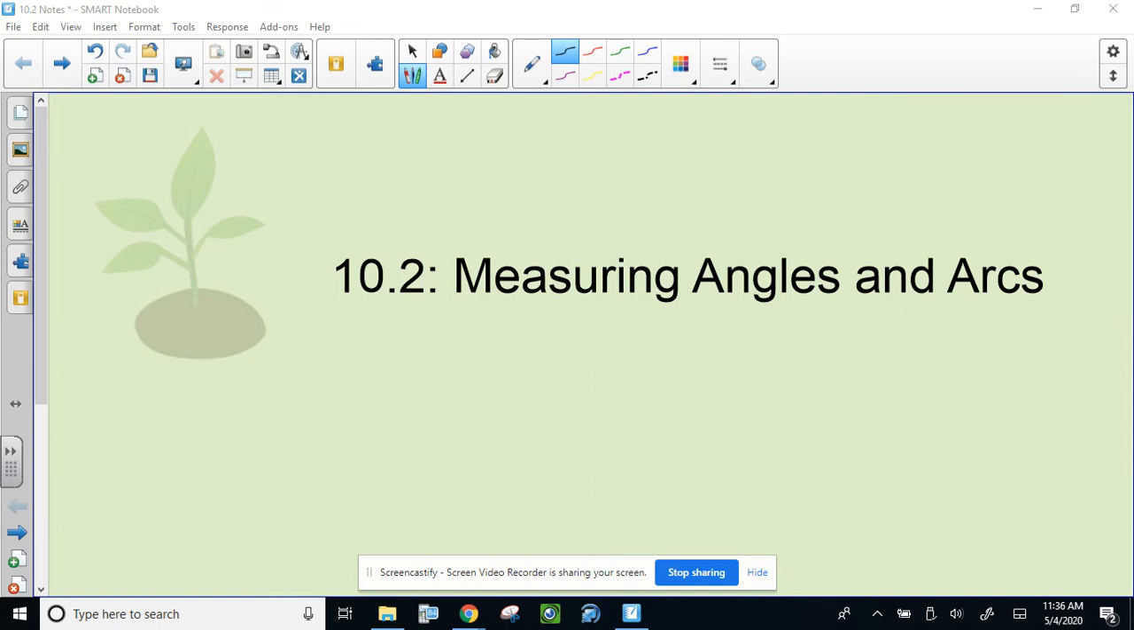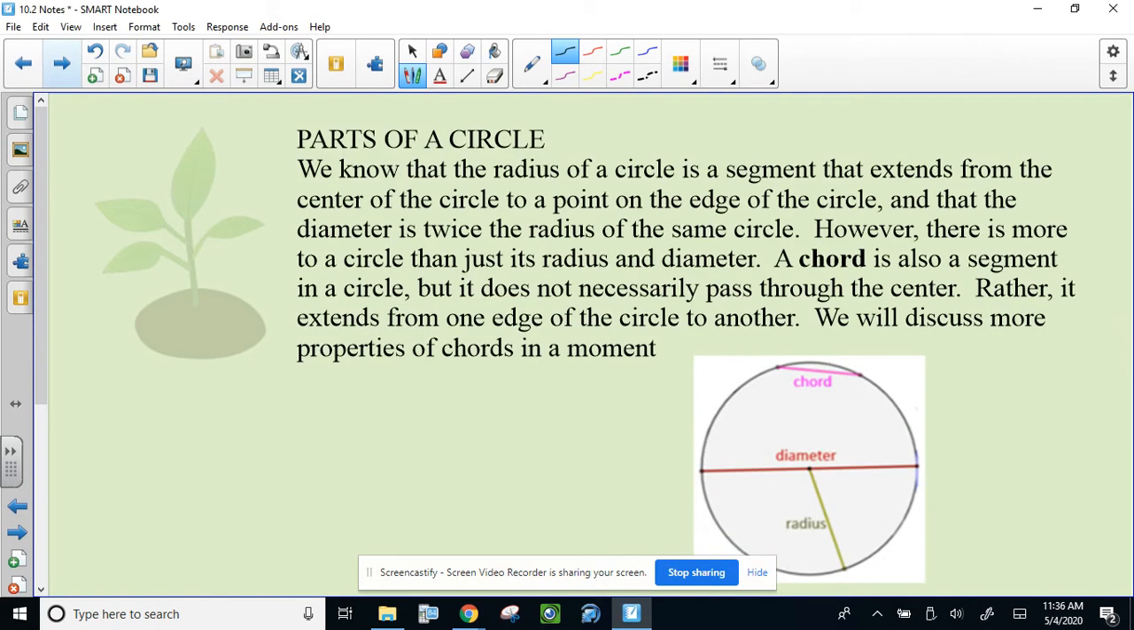Okay, measuring arcs, angles, and arcs. So we've already talked a little bit about parts of a circle, what they are, what we do. And we know that the radius of a circle is a segment that extends from the center to the edge of the circle. So here's a radius. And all radii in the circle are the same.